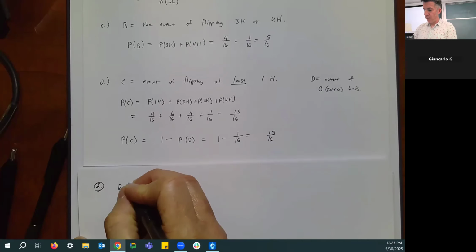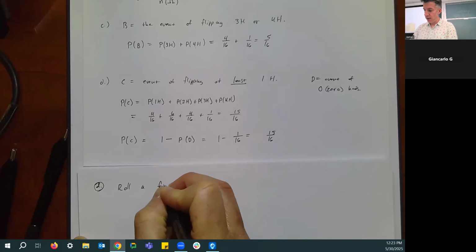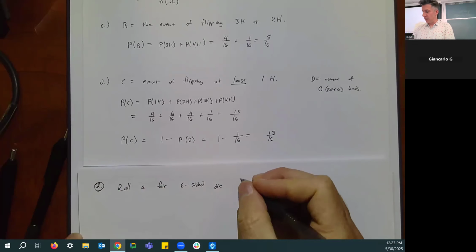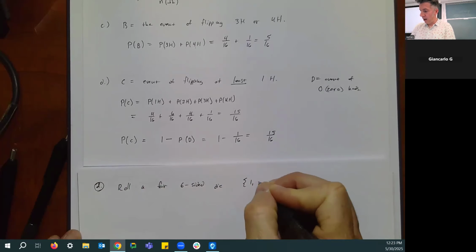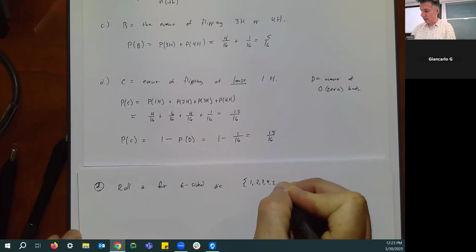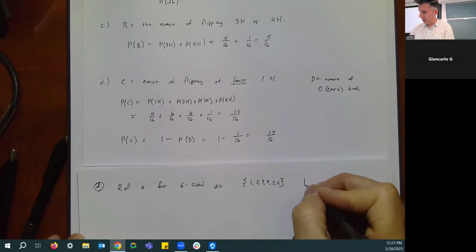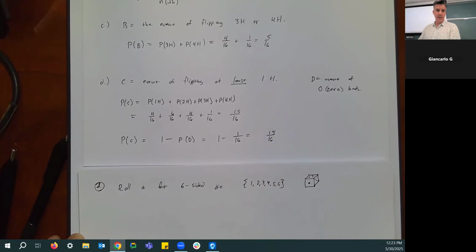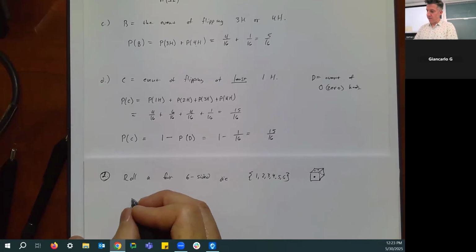So we roll a fair six-sided die, which has the possible outcomes: a 1, a 2, a 3, a 4, a 5, or a 6. It might look kind of like this. And you can't see the other three sides. And let's say that we have the following.